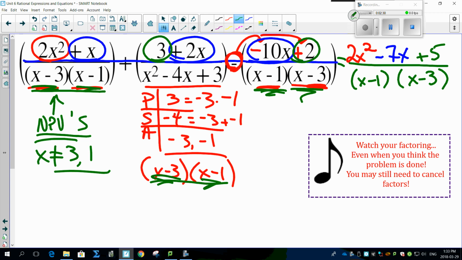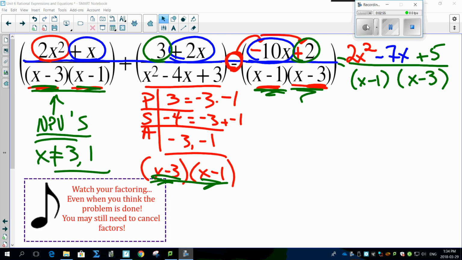Now, this looks like it's done, right? Wrong. Read this. It says, watch your factoring. Even when you think the problem is done, you may still need to cancel factors. What does that mean then? What that means is you have to look to see if your answer is factorable. And in this case, the answer could desperately be factorable. Okay, so let's factor that numerator.